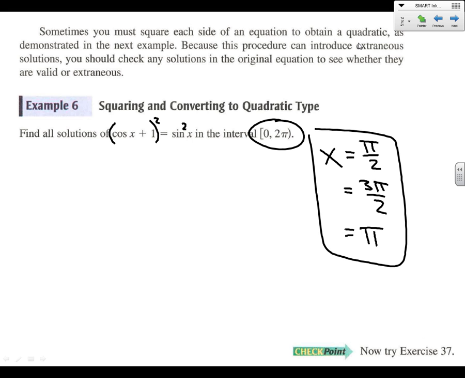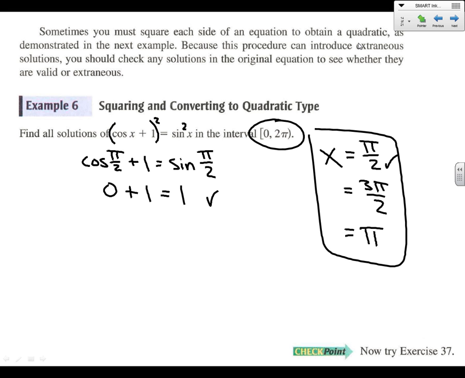All right, so cosine of x plus 1 equals the sine of x. At pi over 2, the cosine is 0, and the sine of pi over 2 is 1. Bingo, we like that one.